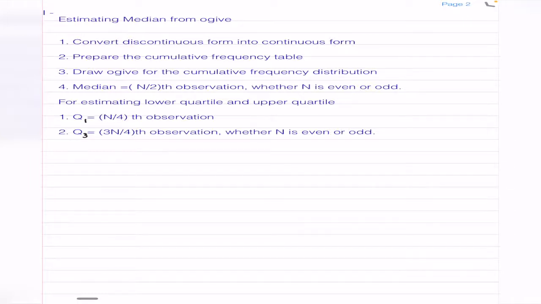Good morning, students. Today, we are going to start with another new and interesting topic, that is estimating median and quartiles from an ogive. For that, we need to remember a few points.